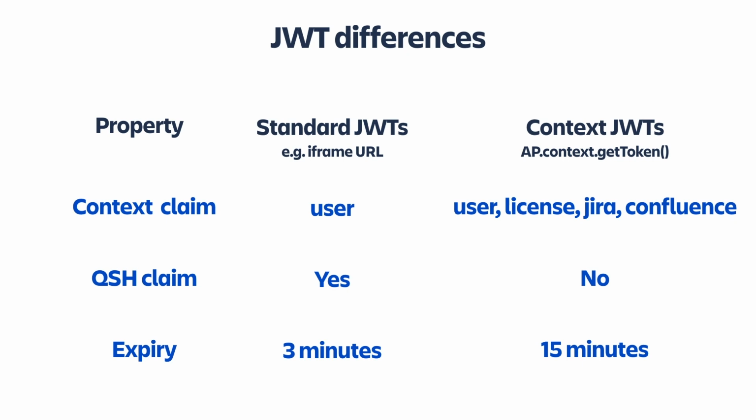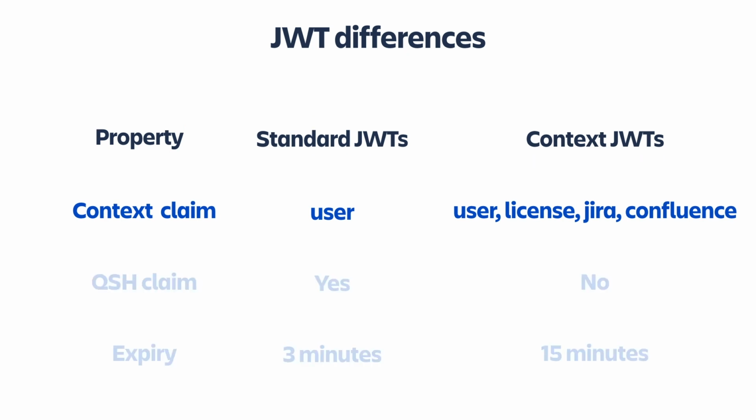The JOTs returned by the new getToken JavaScript API are slightly different to the JOTs used elsewhere in Connect, for example, the JOTs that sign connect non-cacheable iframe URLs. Let's compare the differences. Here's a comparison between the two types of JOTs. The context claim in the JOTs returned by getToken has been expanded to provide the information that apps are able to request in app descriptor URL templates. For example, a Jira app will be able to retrieve the details about the current project.